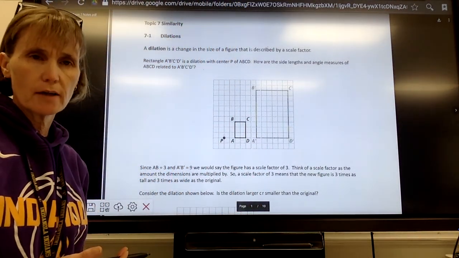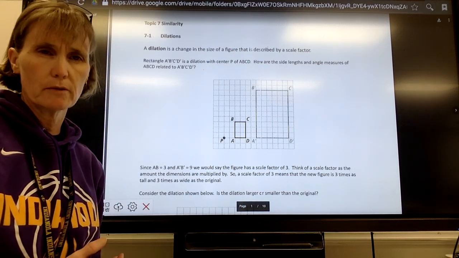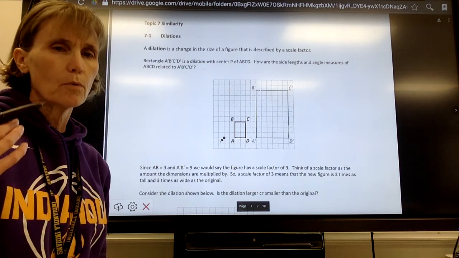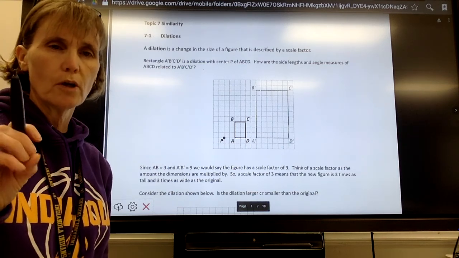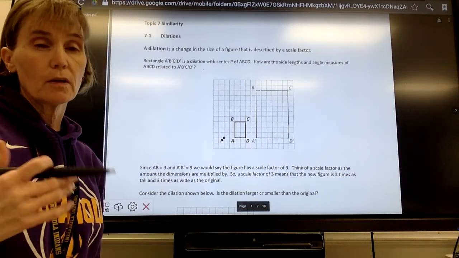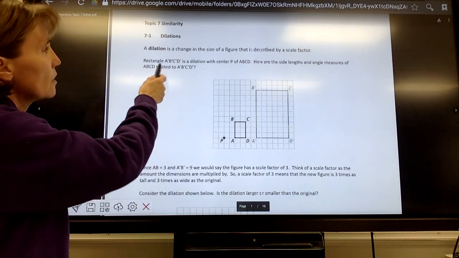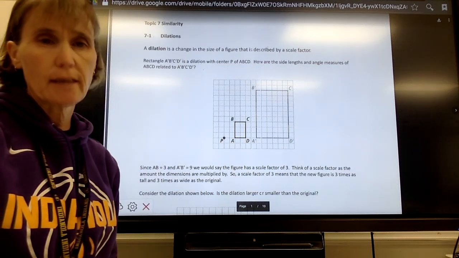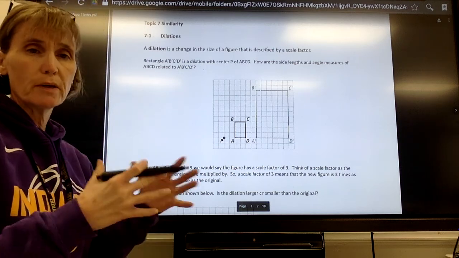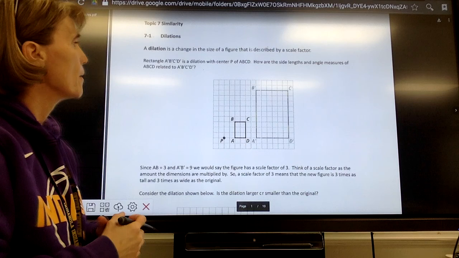If you've ever gone to the eye doctor and had your eyes dilated, think about what that means. They put some drops in your eyes and it forces your pupil to open and to get bigger. And that's what a dilation is. It's going to change the size of a shape. A dilation is a change in the size of a figure that is described by a scale factor. How much bigger or how much smaller that figure gets, we use a scale factor to describe that.